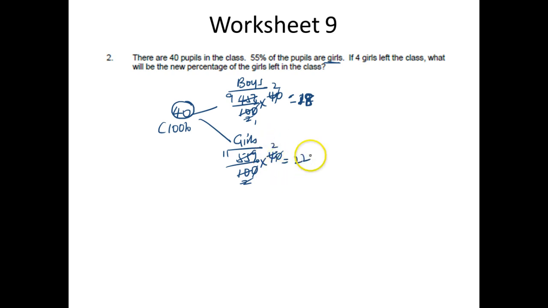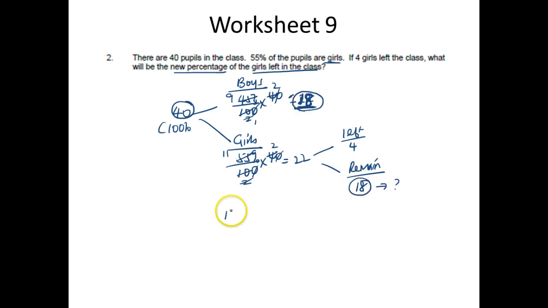22 girls. If 4 girls left the class, 22 minus 4 remain in the class, which is 18. What will be the new percentage of the girls left in the class? So my girls left is 18. I want to find the percentage. Left in the class means 18 boys and 18 girls. So 18 plus 18 is 36.